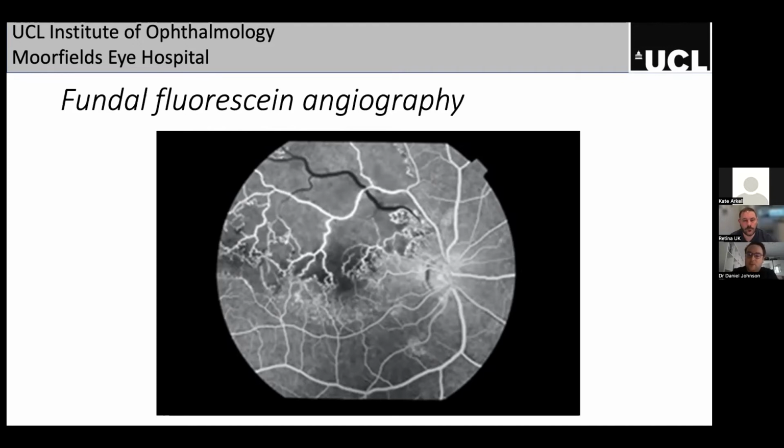So this is just another example of one of the things that we can do, but as I say, it's a bit more invasive. You do have to have the fluorescein injected. That can make you a little bit itchy, a little bit sensitive to light, and sometimes you can have a bit of allergic reaction to it, although that's very uncommon. But it's one of the things we can also think about doing in the clinic if needed.